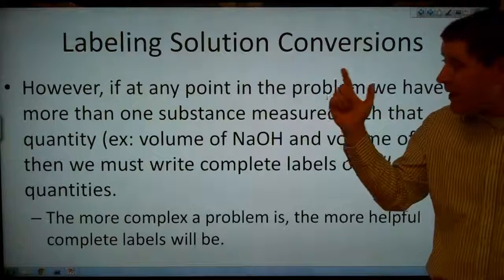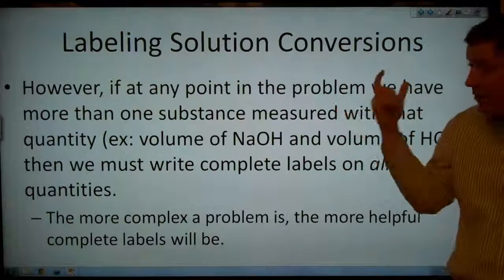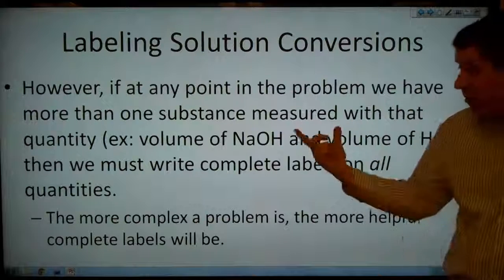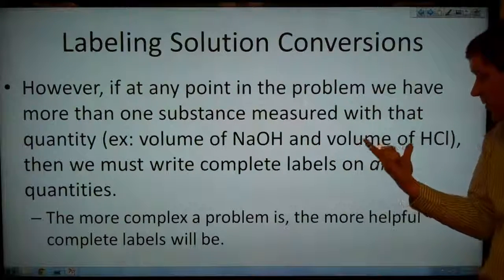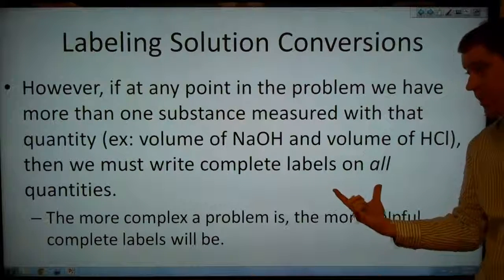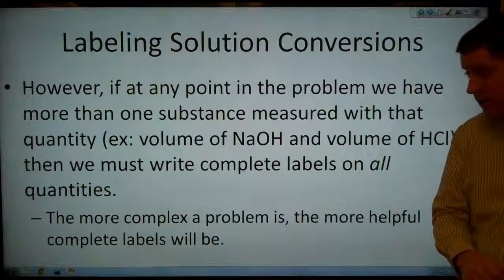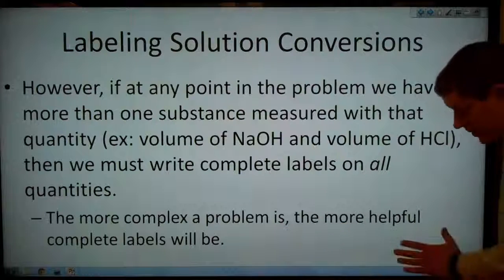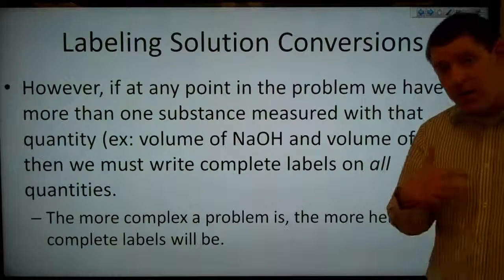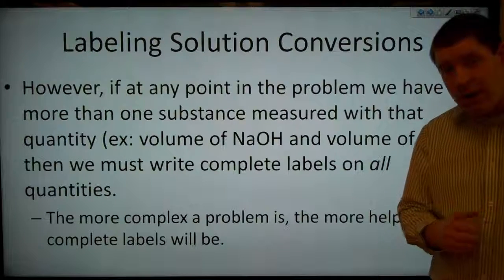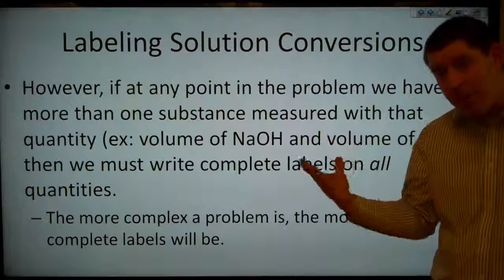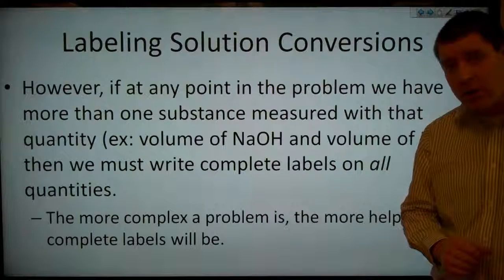But again, if at any point in the problem we have more than one substance measured with that same quantity, for example, volume of sodium hydroxide and volume of hydrochloric acid, then we have to write the complete labels on all of those quantities. So the more complex a problem is, the more helpful these complete labels will be for us. And if you're having trouble solving a problem, I highly recommend going back and adding in complete labels, and that may help you identify where you're going wrong.